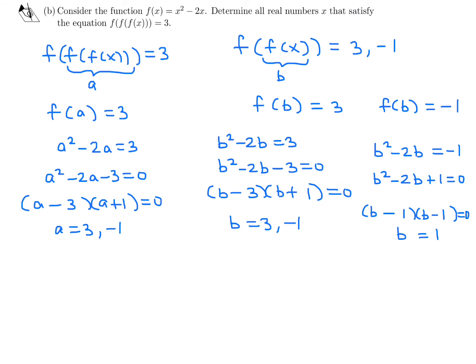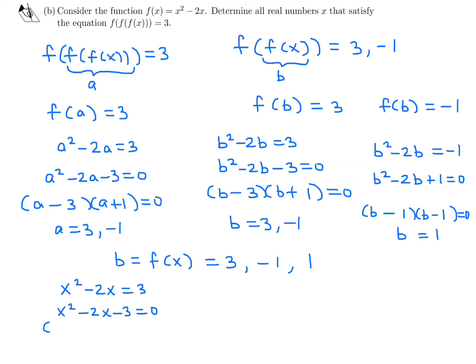All right. So now I've got f of x, which is what b was equal to, either 3, negative 1, or 1. I've got 3 values. So for each of these, I'm going to try to figure out what is x, because x is what I have to ultimately figure out. Okay, so let's start with the first one, 3. x squared minus 2x is equal to 3. So x squared minus 2x minus 3 is equal to 0. Therefore, we can factor this. We've done this. This is the third time now. So x is equal to 3 or negative 1.